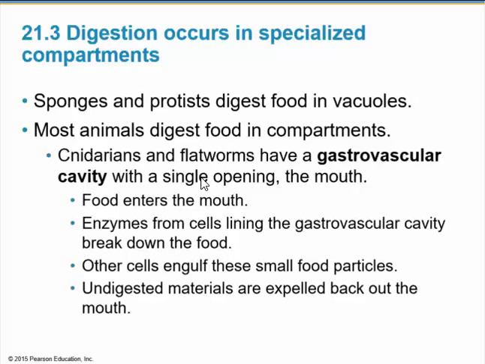Digestion. Well, in sponges and protists, the food is engulfed by the cells into vacuoles, and then the vacuoles fuse with a lysosome. But animals use compartments. Flatworms and jellyfish have a gastrovascular cavity with a single opening, the mouth, which also serves as the anus in these organisms. The food enters through the mouth into the cavity. Enzymes are secreted, which do the digestion and the breakdown, and then other cells absorb the nutrients, and undigested materials go back out the way they came in. Simple as that. Not very efficient, but for these organisms, it's enough.